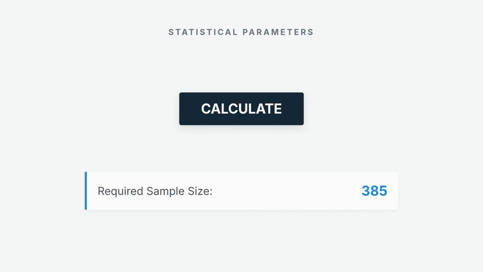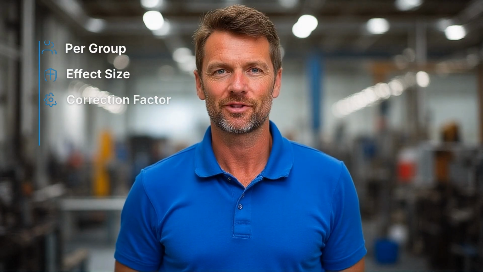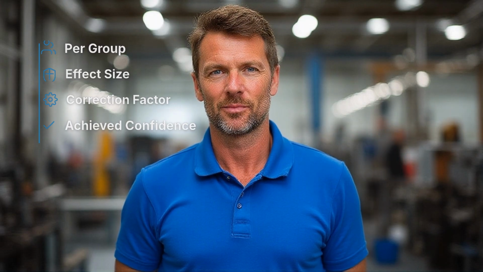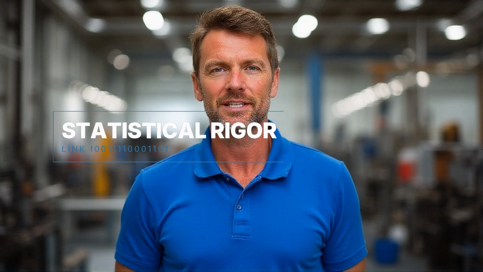The z-score shows 1.9600. The calculator also displays fields for per group, effect size, correction factor, and achieved confidence, though these values depend on your calculation mode. This tool helps engineers plan experiments and surveys with proper statistical rigor.